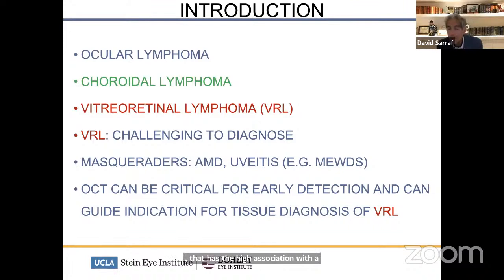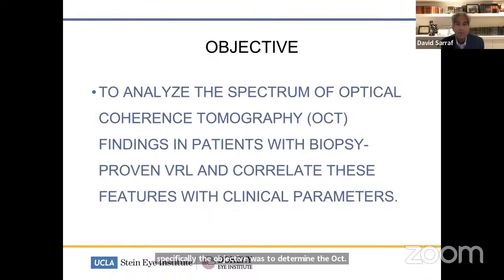And this talk will focus, of course, on primary vitreoretinal lymphoma like the other talks, and we'll focus on the imaging characteristics because these can be so important because the disease can be so challenging to identify and diagnose and can masquerade as other conditions. As Deborah Goldstein has just shown, these can masquerade as AMD or uveitis. And so imaging, especially advanced retinal imaging like OCT, can be critical for the early detection and can guide indication for tissue diagnosis. And this one study that we embarked upon was specifically, the objective was to determine the OCT characteristics of this disease to make diagnosis more easy and to facilitate diagnosis.